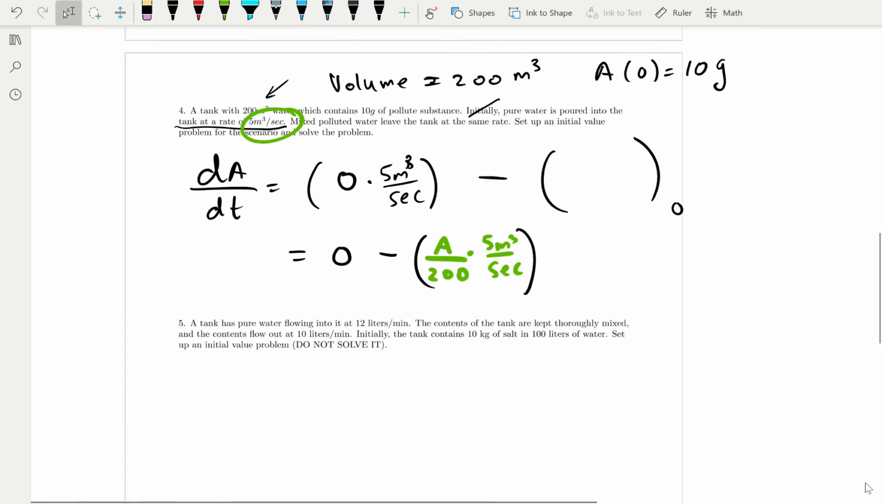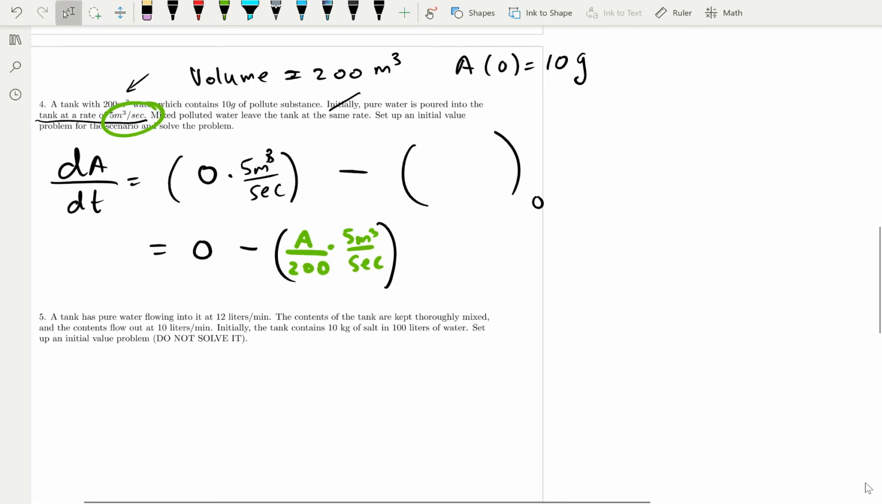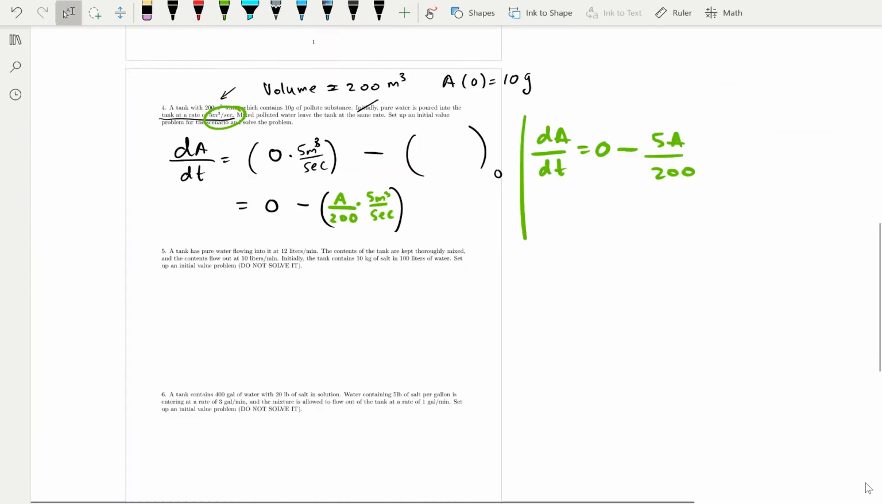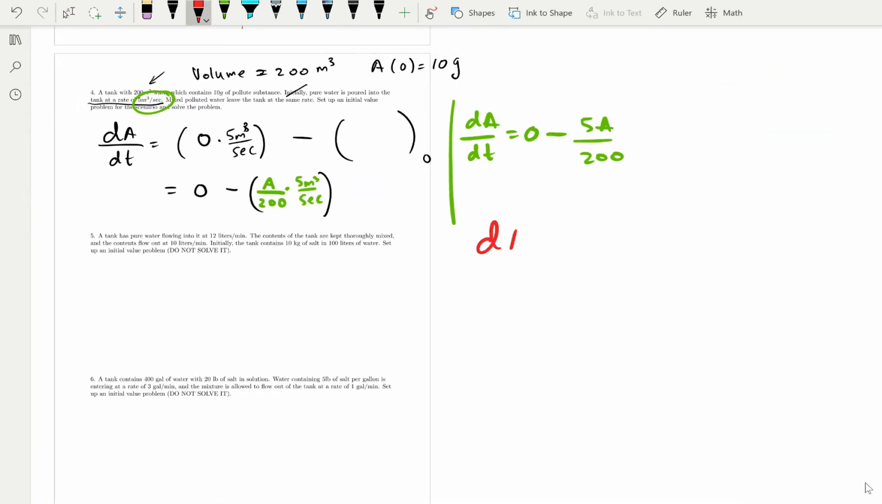Okay, let's write it clearly somewhere else. All right, so it's going to be dA over dt. Inflow is 0 minus 5A over 200. That's simple, so we can simplify it further. So this is going to be dA over dt equals minus 5A over 200, right? Or you can say 5 divided by 200. When you cancel out, what you're going to get is 40, right? So it's negative A over 40, and the initial condition is A(0) is 10.